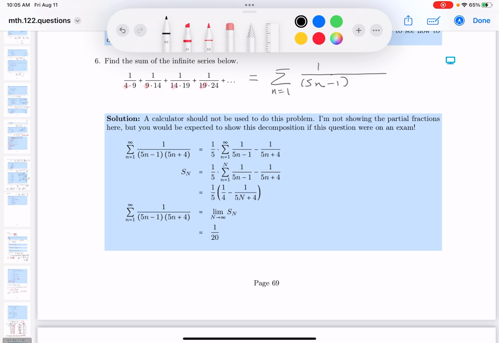All right. Let's do the next factor. And that's going to be 9, 14, 19, 24. All right. What's that doing? It's going up by 5. So I'll say 5n again. But then what? 5n, if I'm starting at 9, it's going to be 5n plus 4. All right, that seems to work out.